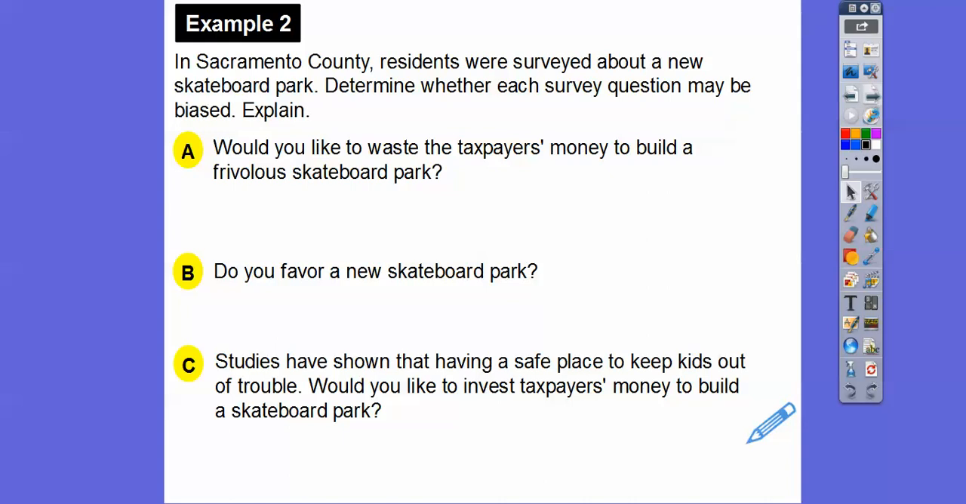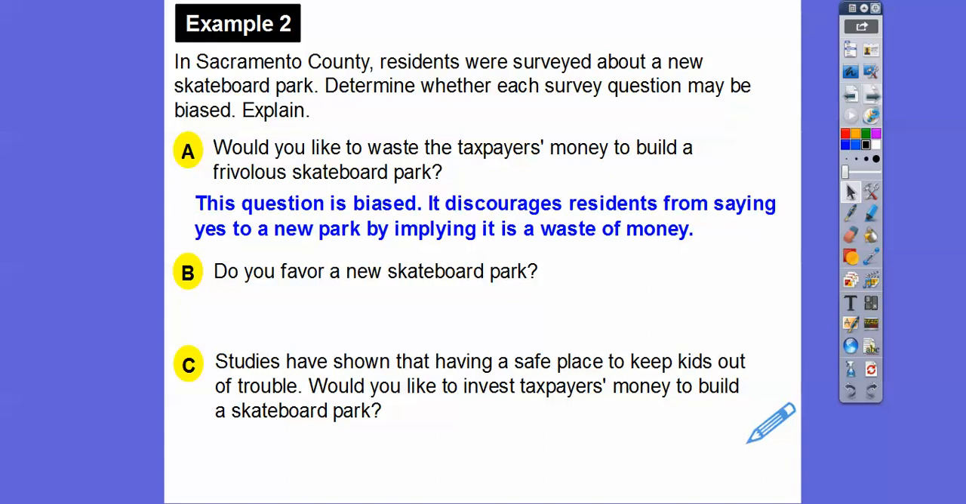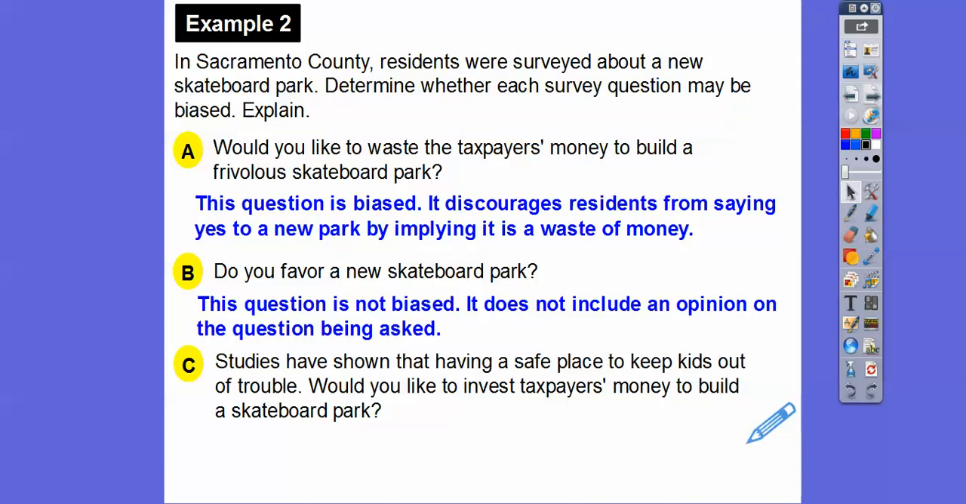So, here's question A. Would you like to waste taxpayer money to build a frivolous skateboard park? Can you see that that's definitely biased? It's totally swaying the question. So it's biased. It's discouraging residents from saying yes to a park by implying it's a waste of money and it's just frivolous. Here's question B. Do you favor a new skateboard park? Now there's no sway in that, so this question is not biased. It does not include anybody's opinion of the question being asked.